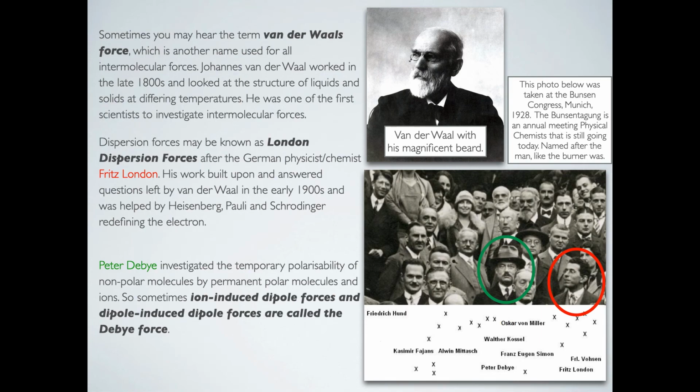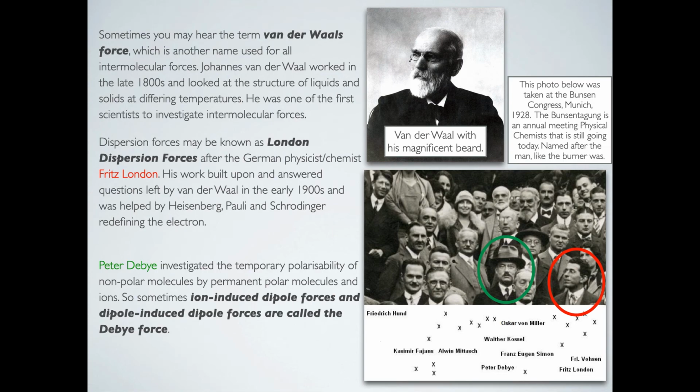Sometimes these dispersion forces are commonly known as London dispersion forces, and they're not named after the city, but the German physicist Fritz London. His work built on van der Waals's, but he was in the early 1900s, and he built on the ideas we studied early in the chapter about Heisenberg, Pauli, and Schrödinger when they came along with quantum mechanics and redefined what an electron is. So he applied their new electrons to intermolecular forces, especially that weakest one, the dispersion forces. So it's often called London dispersion forces.